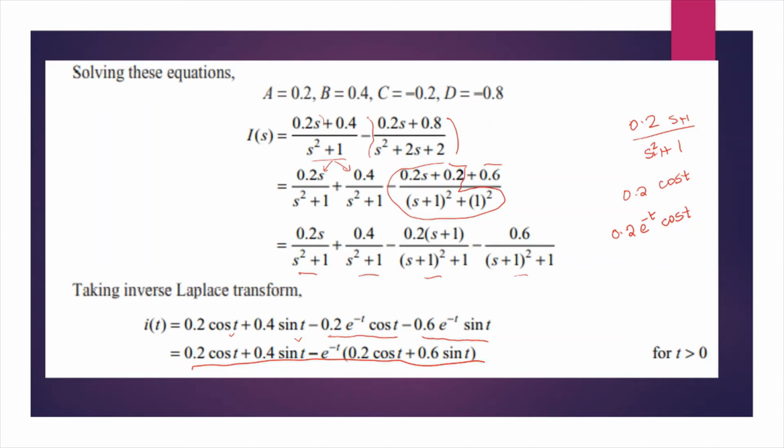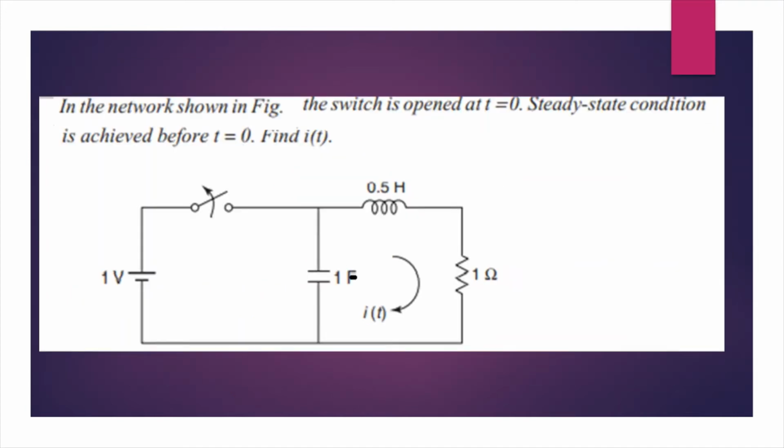Our next problem is to find the current when there is some initial condition. In order to find that, first of all, we have to understand the question: a resistor, an inductor and a capacitor have been given, and the switch is opened at t equal to 0. That is, till t equal to 0 this switch was closed, and after t equal to 0 this switch became open. So a steady state condition was achieved before t equal to 0, and because of this there will be some initial condition.